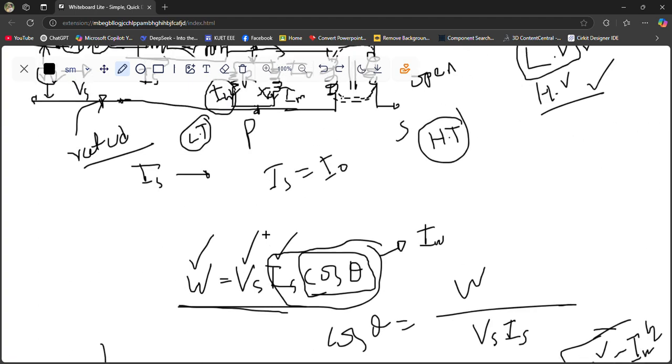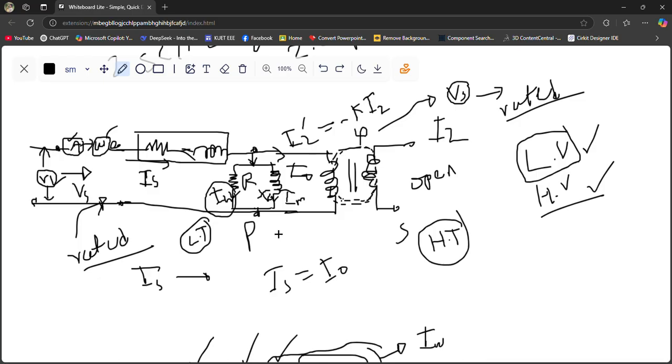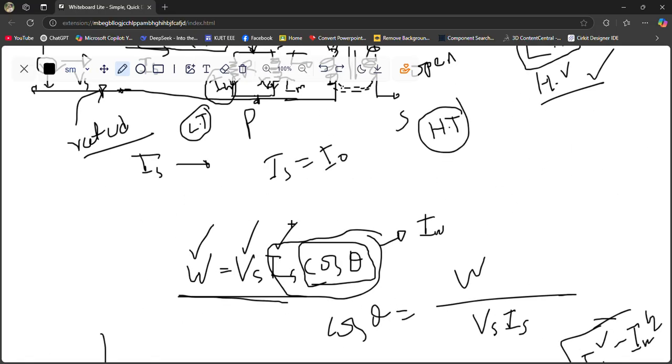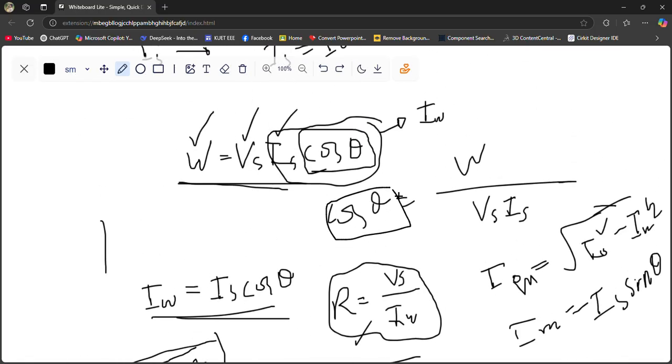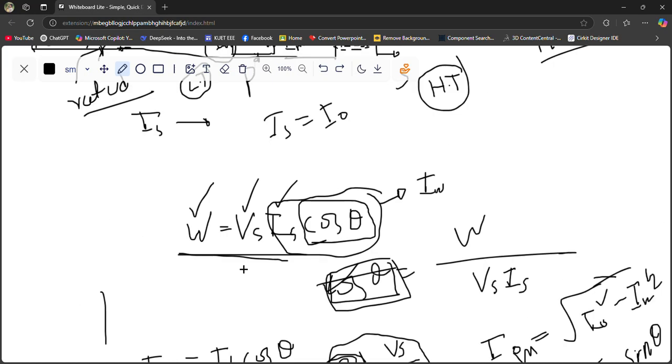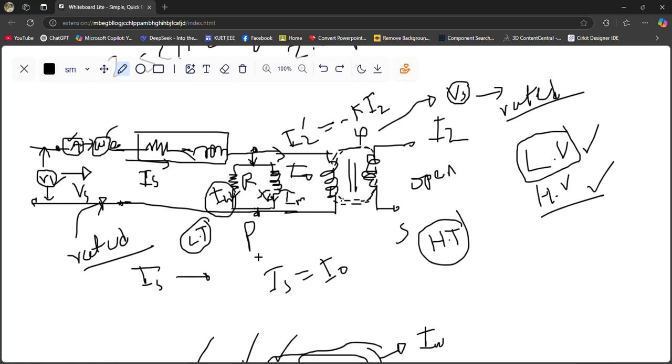So this is the thing that we have to do in this open circuit test or no load test. We have the power factor, we also have the core loss component R, we have the magnetization reactance X naught, and we have the total impedance. So if we make the experiment like this, we can easily get our intended results. So this is it for now. Thank you, and see you in the next video.